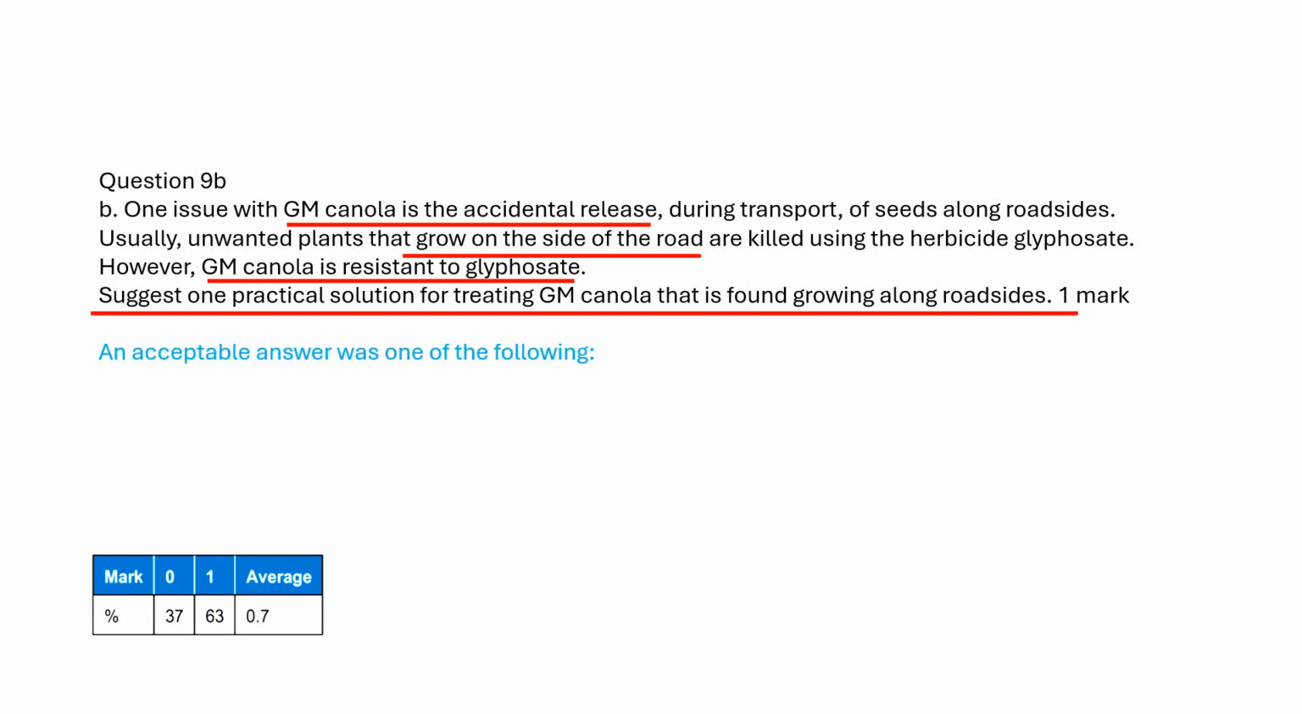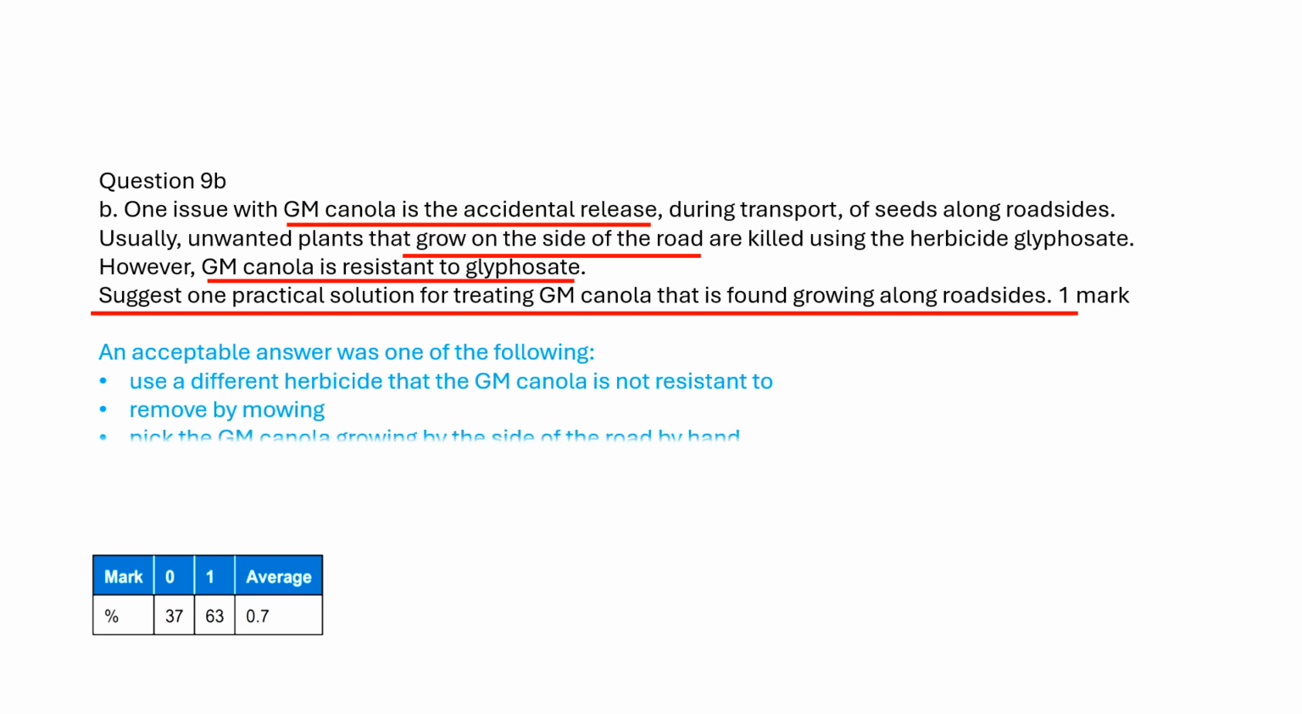An acceptable answer was one of the following. Use a different herbicide that the GM canola is not resistant to. Remove by mowing. Pick the GM canola growing by the side of the road by hand. Use controlled burning.